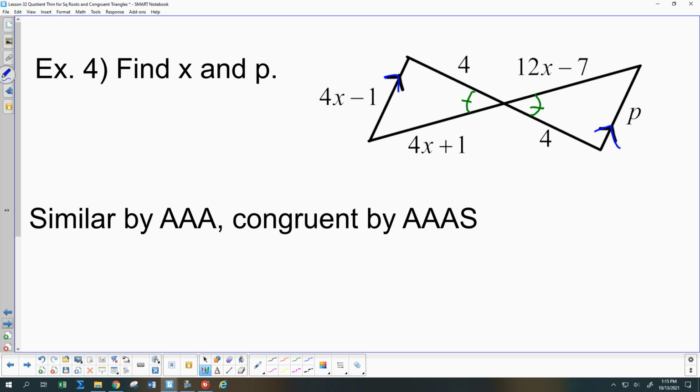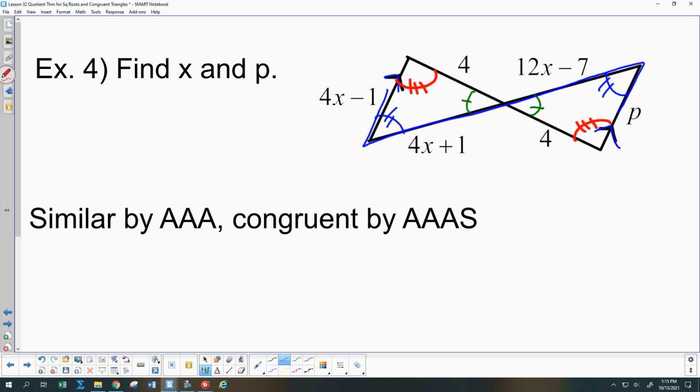Evelyn? So, the top right and the bottom left are alternating interiors. So if I took the parallel line and this transversal, everybody see how those are alternate interiors? So then I know AA implies AAA, so these are also congruent. So I've got all the sets of the angles match up, so they're at least similar.